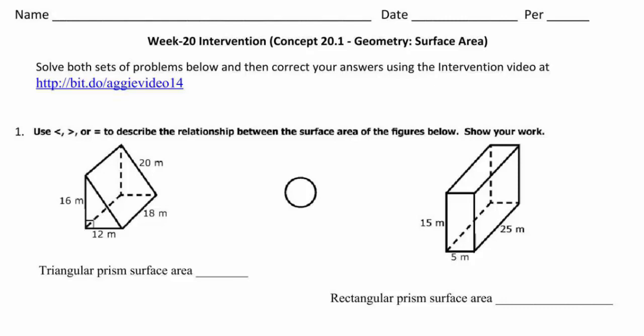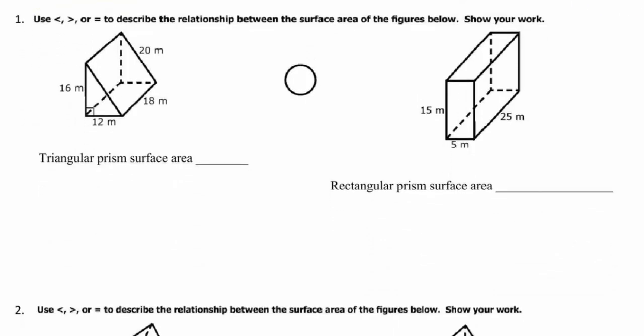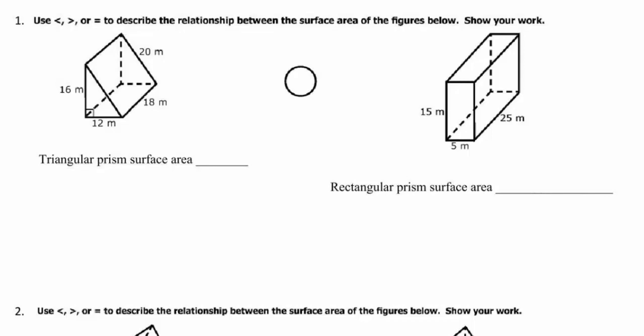So we are looking at concept 20.1, which is geometry surface area. In this first set of problems, what you're asked to do, let's scroll this down so we have a little more workspace, is compare the surface area of the two figures given. On the left, you have a triangular prism. On the right, you have a rectangular prism.